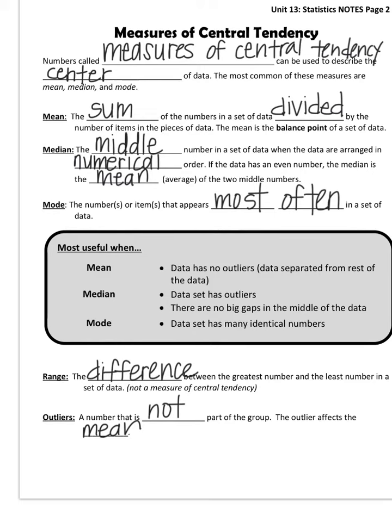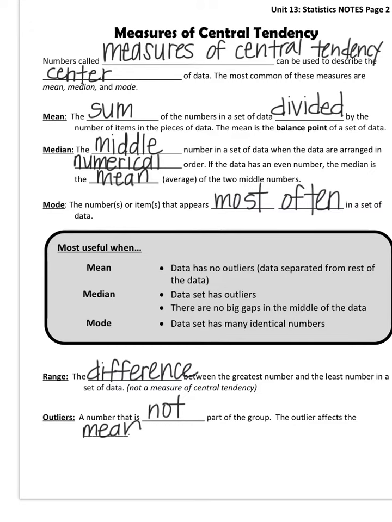Alright, today we're going to talk about measures of central tendency. These measures of central tendency help us describe the center of data. The most common types that we'll see will be mean, median, and mode. To find the mean, you add up all the numbers in a set of data, then you divide by how many numbers there are in that piece of data.